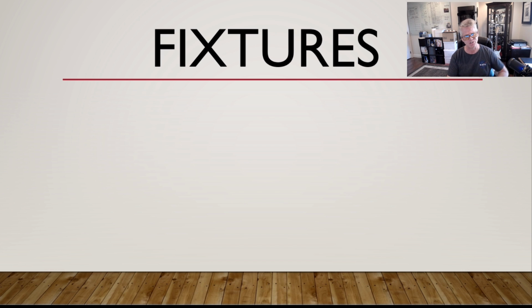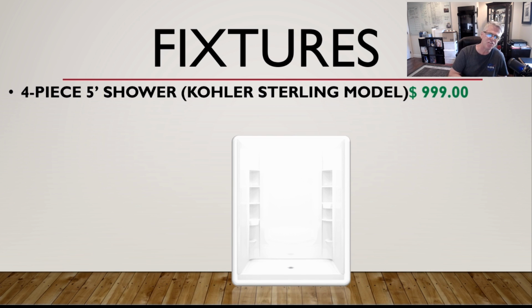And then we got the fixtures. Now this is the shower that I'm showing you right here. This is a 4-piece, 5-foot Kohler shower, Sterling model shower, $999. It comes with the base pan, the back wall panel, and the 2 side wall panels. So you got 4 pieces for $999. That's the shower I'm using 95% of the time in my basements. Now it's a remodeler shower because you can't get a 1-piece shower into 99.9% of basements, so you're going to have to bring it in pieces and put it together.